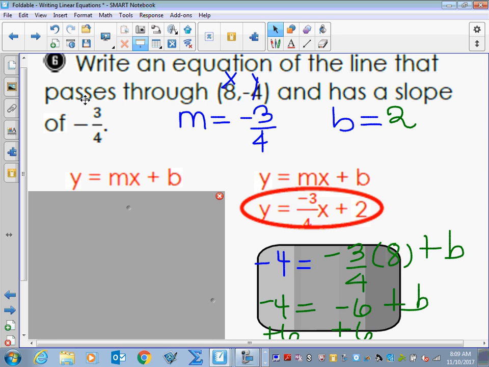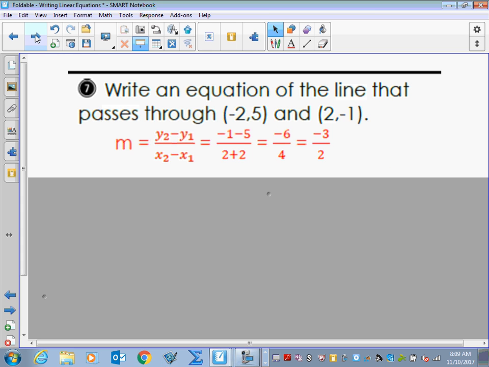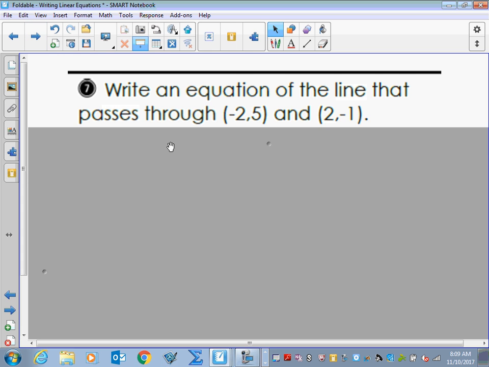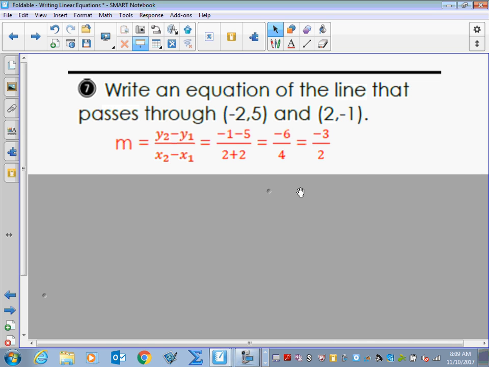All right, so we have one more situation to cover. And these are all still arriving at the same answer. We're still arriving at an equation in slope-intercept form. So the last situation is 2 points. So what if you have 2 points? How do you get m and how do you get b? All right, so here we go. Here are 2 points. The first thing we're going to do is use the slope formula. Okay, so that's the only thing you can do with 2 points at the beginning.